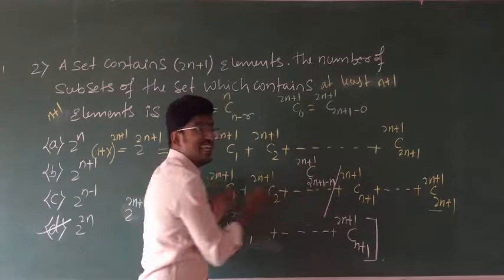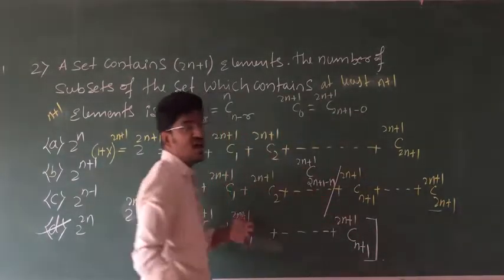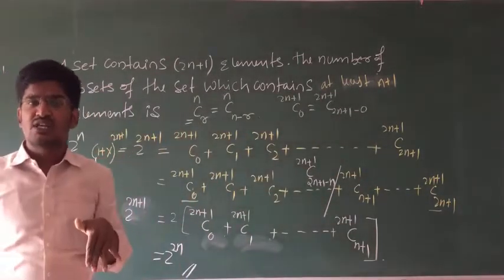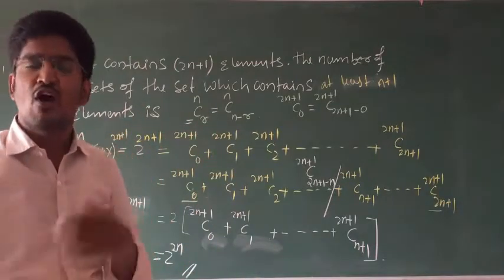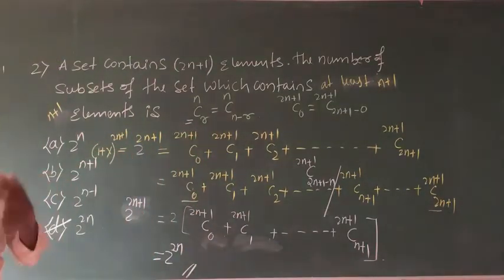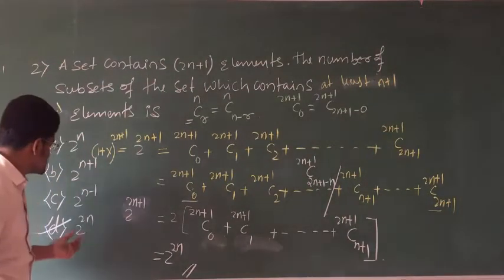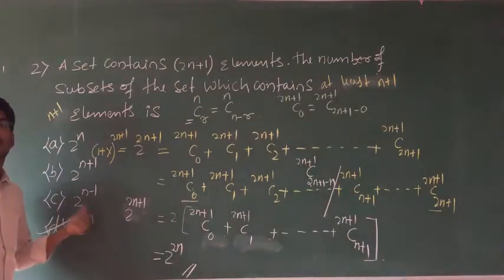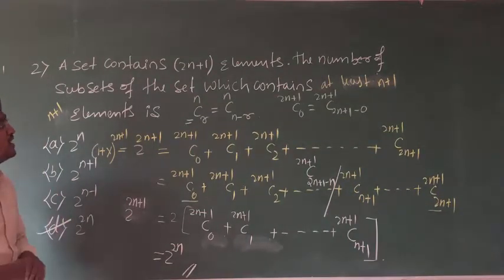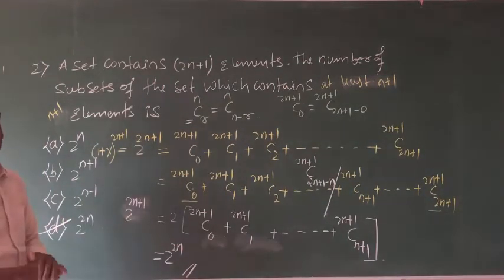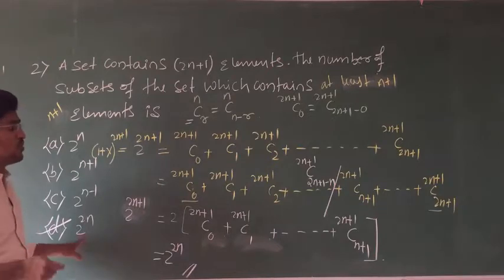This half will be the n elements. The next half will be at least n plus 1 elements, or more than n elements. You can say more than n elements or at least n plus 1 elements. For that, both answers are going to be the same, 2 to the power of 2n. Same answer for both the questions.